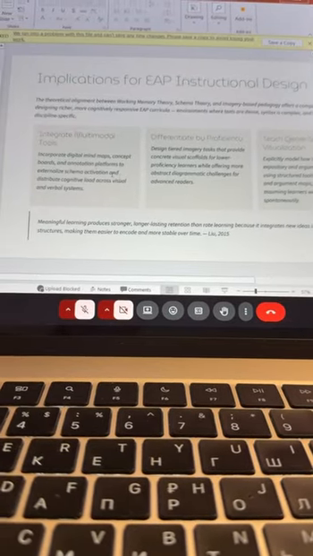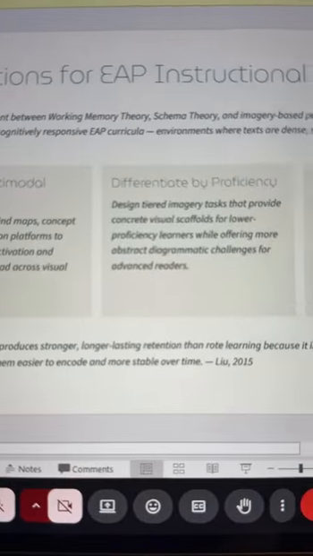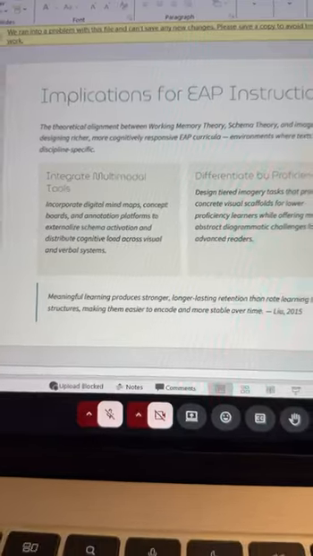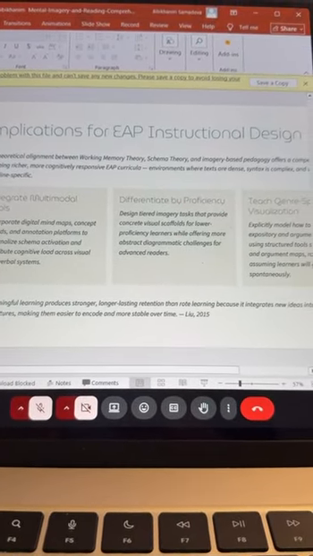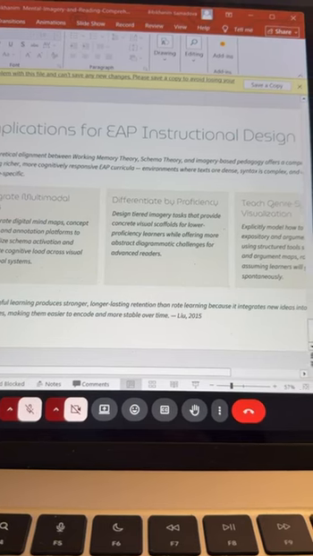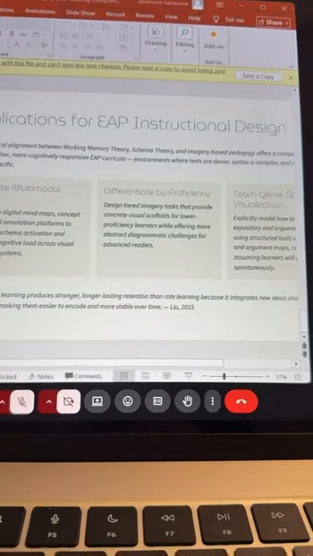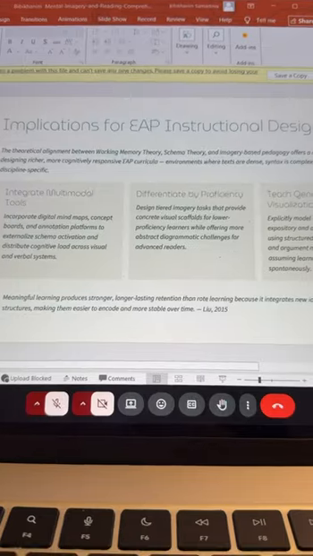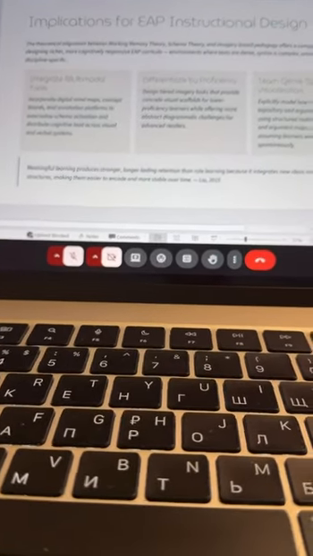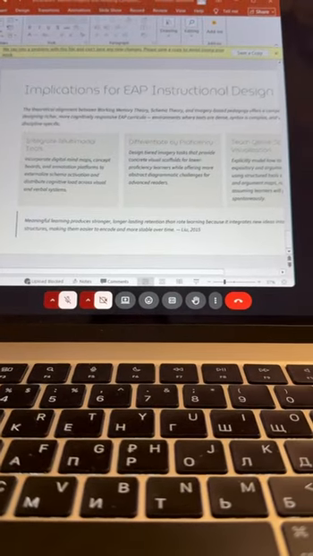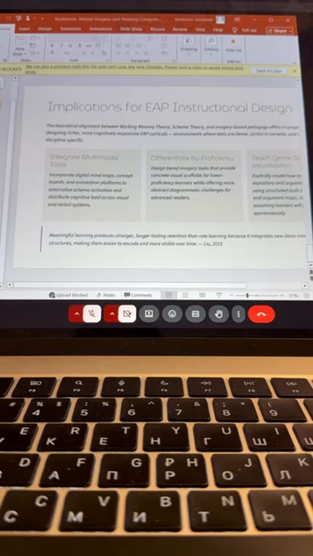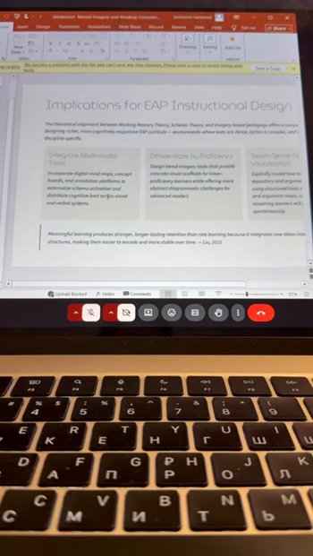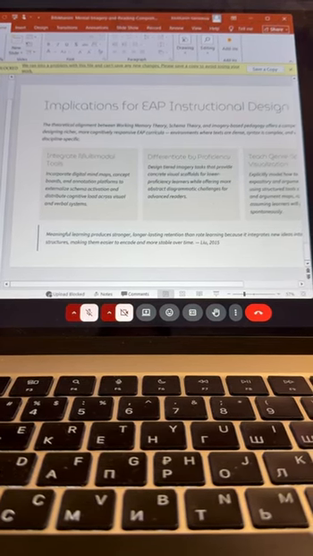So implications. At the end, we will be able to integrate multimodal tools, I mean modern technological tools, into our lessons, because one of the responsibilities of today's teachers is to incorporate technological tools into their lessons. As we already mentioned, it might be some mind maps, concept boards, or annotation, but electronic ones, or differentiate by proficiency.